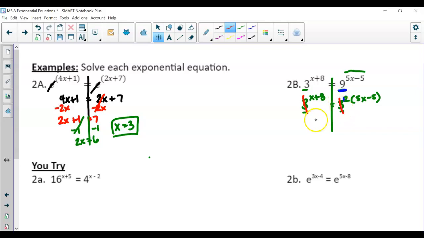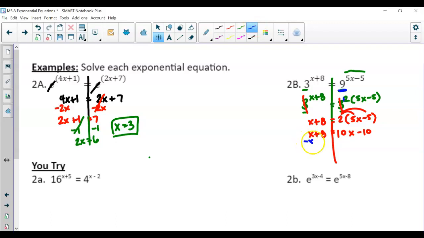So I can bring down x plus 8 is equal to, now notice, this is not just the 5x minus 5, right? But 2 times 5x minus 5. So now notice we need to distribute first here. So 2 times 5x, which is 10x, and 2 times negative 5, which is negative 10. Now we can start solving our multi-step.